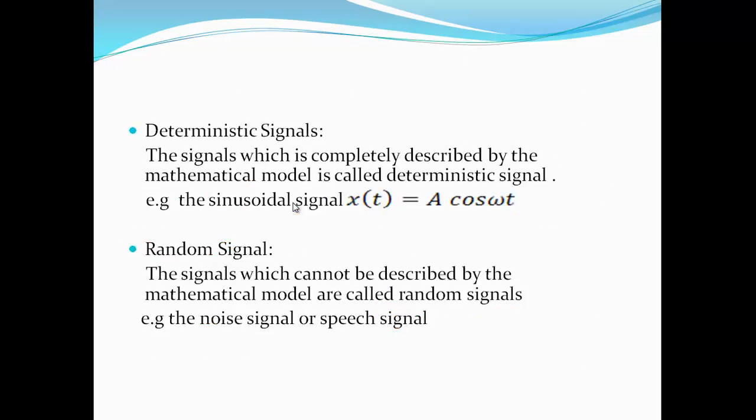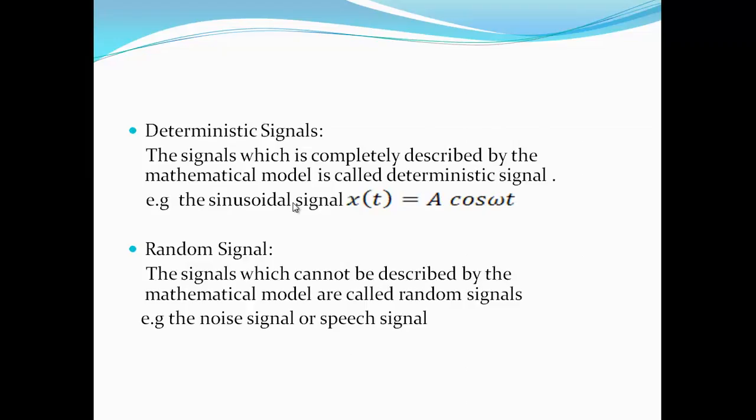Now you have the deterministic signal. What are deterministic signals? A signal which is completely described by a mathematical model is called a deterministic signal. The value of a deterministic signal you can evaluate at any time instant, be it past, present, or future, without any uncertainty.